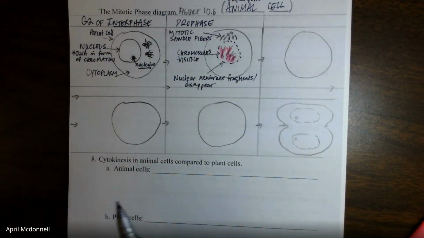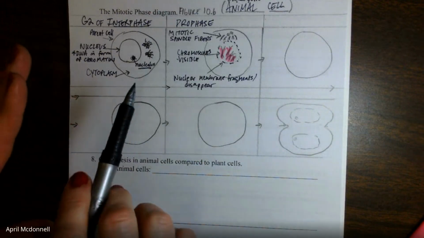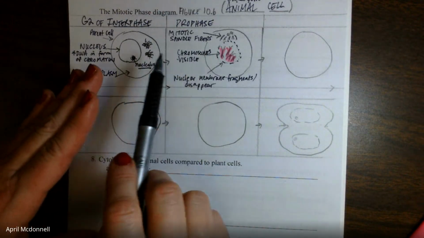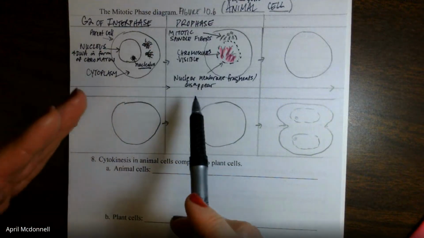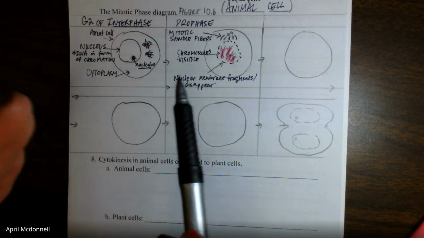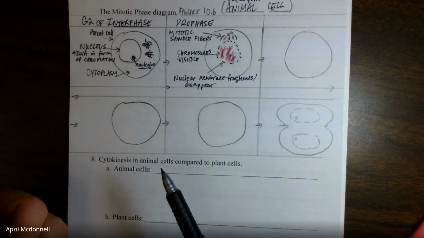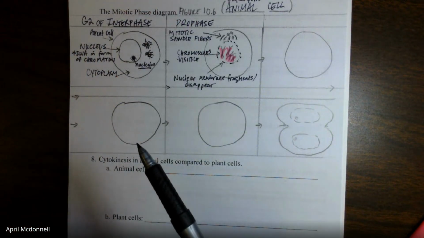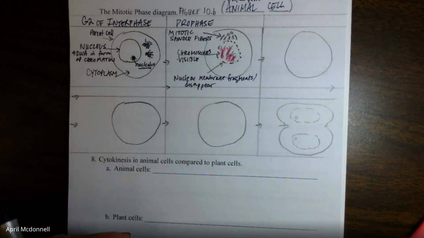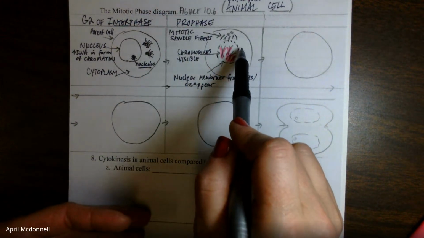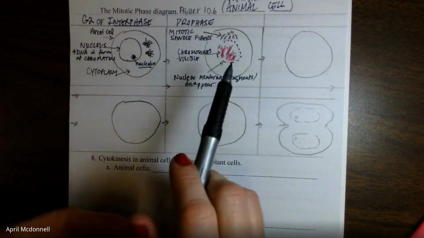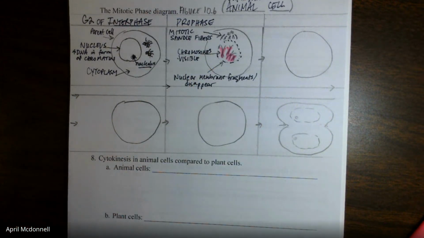So what I would like you to do is make sure that you know some events of each stage that indicates what stage we are in. Basically, for prophase, some indicators would be chromosomes become visible. The nuclear membrane is seen fragmenting. We can no longer see the nucleolus during prophase.